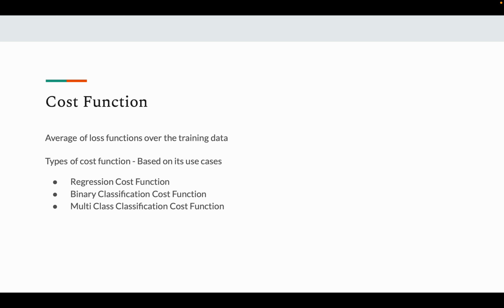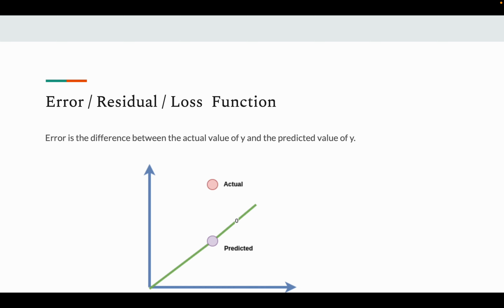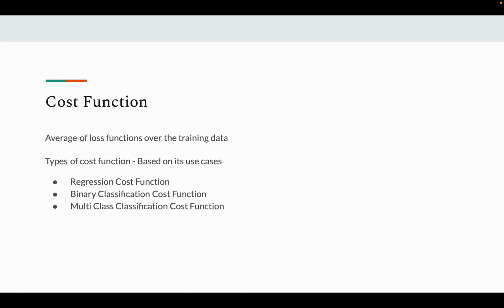Another term is cost function. The cost function is the average loss function over the training data. Consider if we have 1,000 records in our training data set. We will calculate the error for each data point, or each record, and then calculate the average of it. That is called the cost function. So an error is for a single record, but the cost function is the average over all the training data.